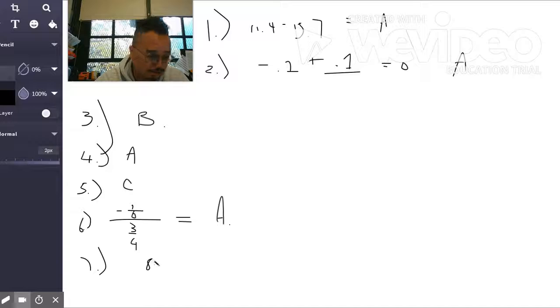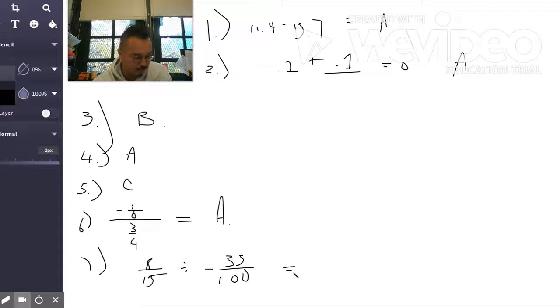So it's 8/15 divided by negative 0.35, right? So that's negative 35/100. And then you can reduce, right? It's always good to reduce. And then you keep, change, flip, right? All of that will land you at B. All right, let's turn the paper over. It's only 2 more questions, so that's pretty good.